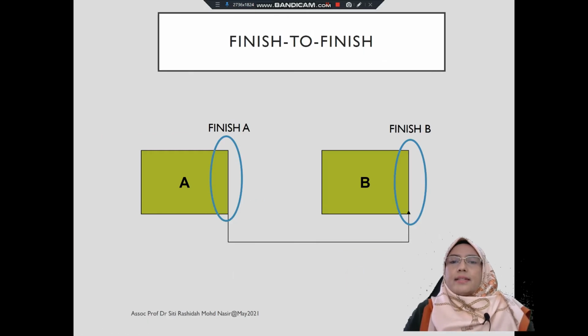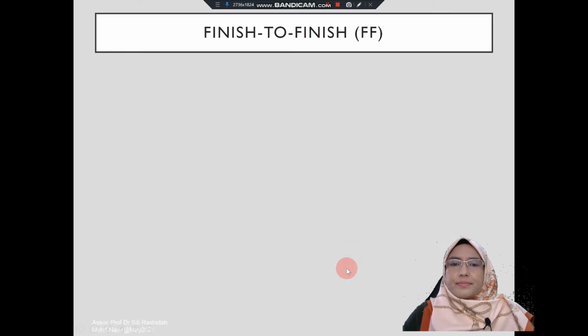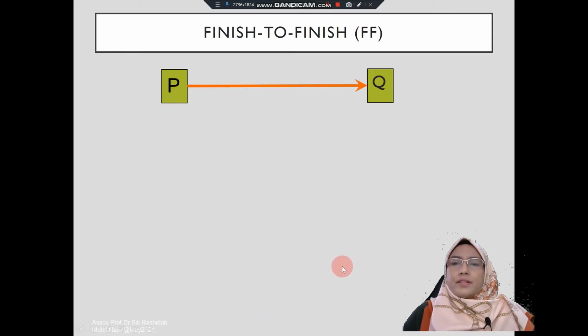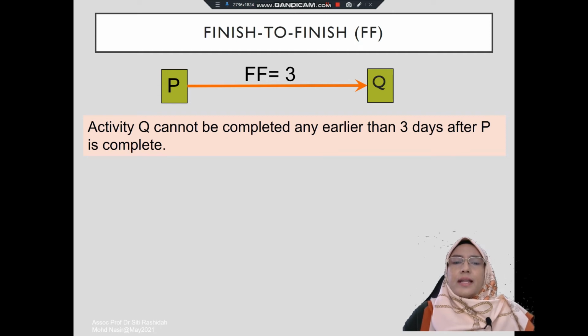Okay, the third relationship is finish to finish. Finish to finish means activity A completes, then only activity B can complete. Okay, let's look at the finish to finish example. For example, again, you have activity P followed by activity Q, and this time the relationship is finish to finish 3 days. This means that activity Q cannot be completed any earlier than 3 days after activity P completes.